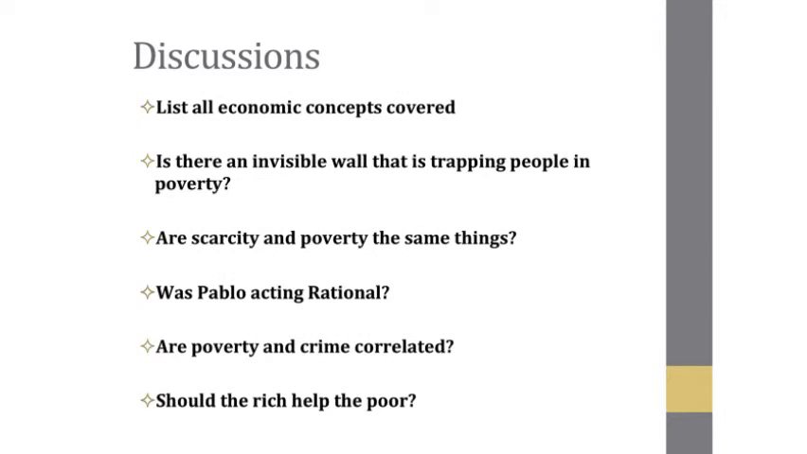So let's take a minute and look at The Two Escobars. Typically, we ask students to list all the economic concepts, and then we talk about whether there's an invisible wall that is trapping people in poverty. If there is one, what is it? We have a really great discussion on that. We also talk about whether we can fix the inequality problem, and how. We talk about how charity or poverty could be an issue of a public good, and so on. There are plenty of discussions that come up from that video.